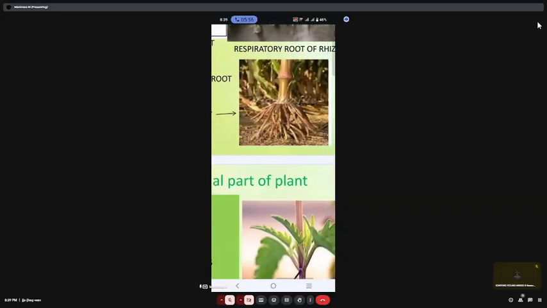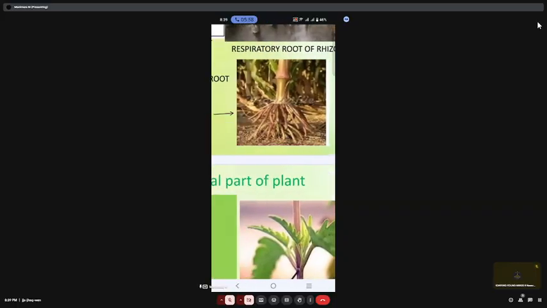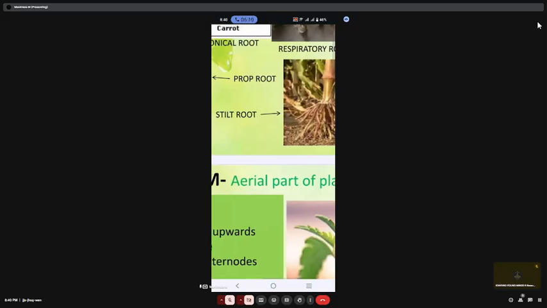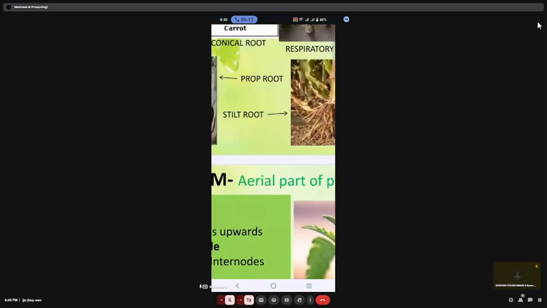And also, in some plants, what happens? The base of the stem modifies to form roots. Example, stilt root. In the banyan tree, the root is called a prop root. P-R-O-P, prop roots.